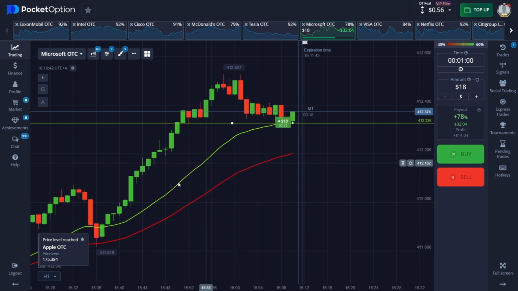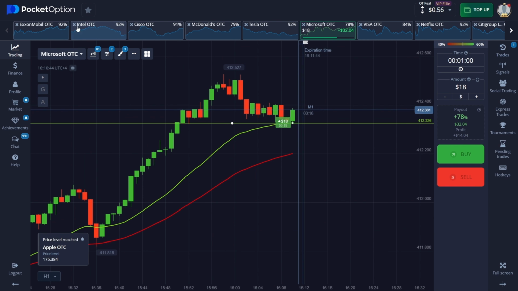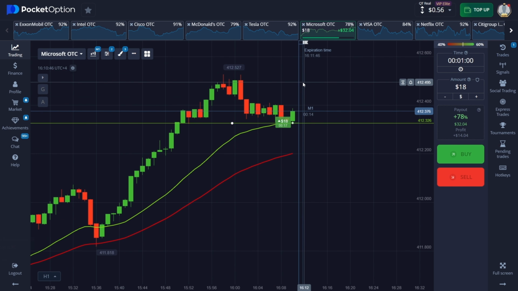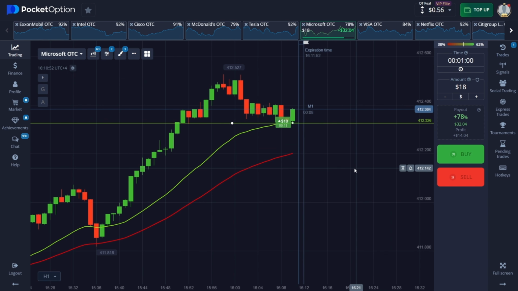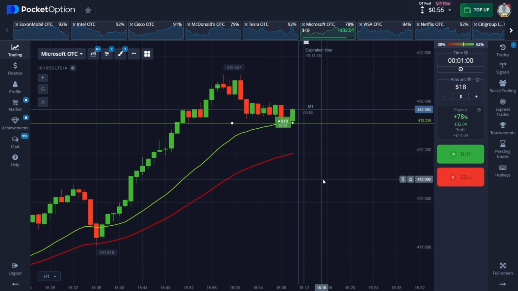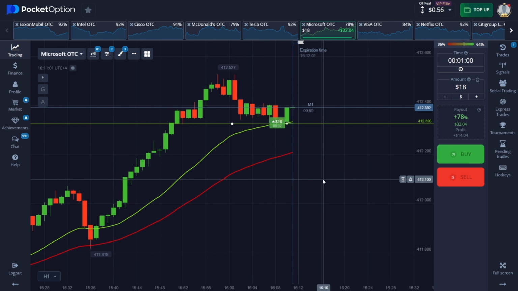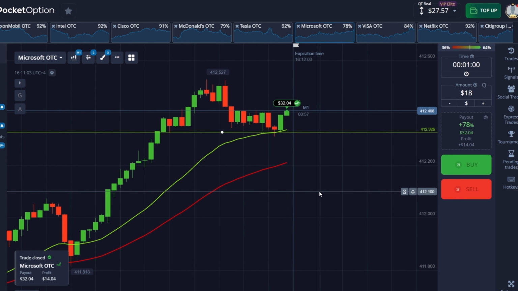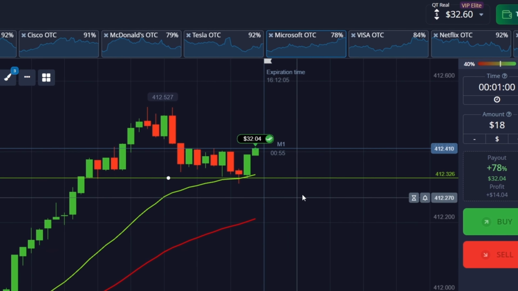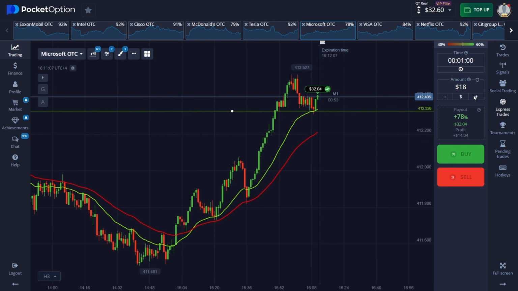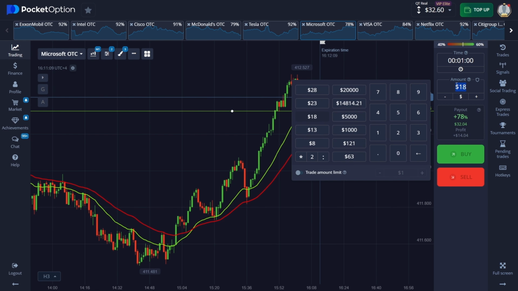Okay, we got a notification on Apple OTC that the price level has been reached. Only a few seconds left, and it looks like a win. Yep, we won another trade. Now my balance turns into $32. Let's find a trade for $32.